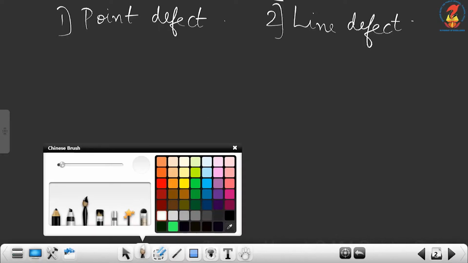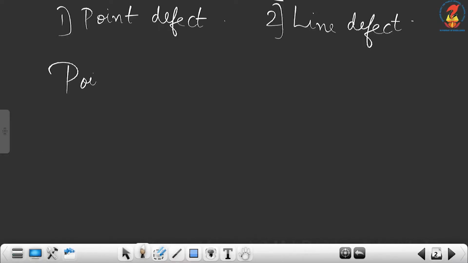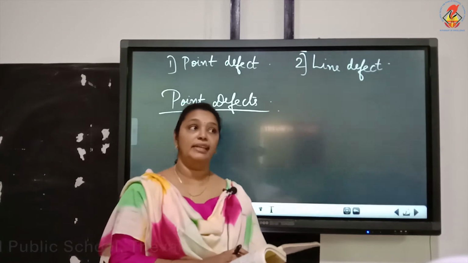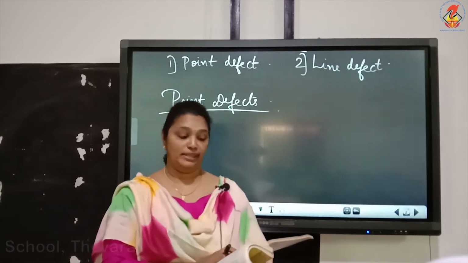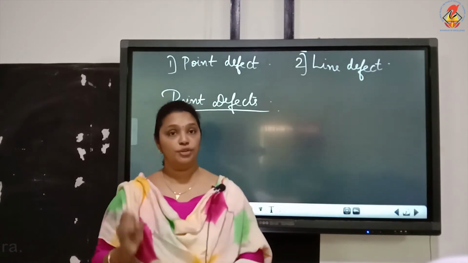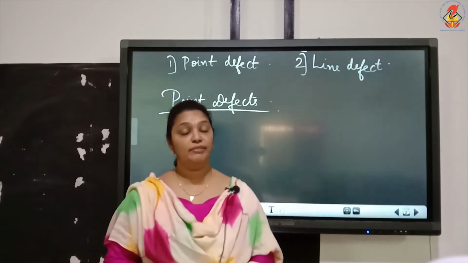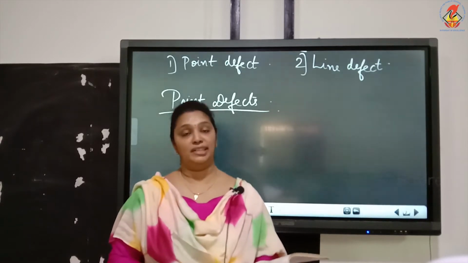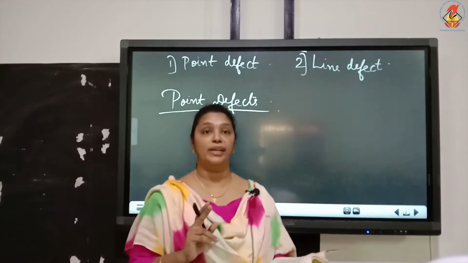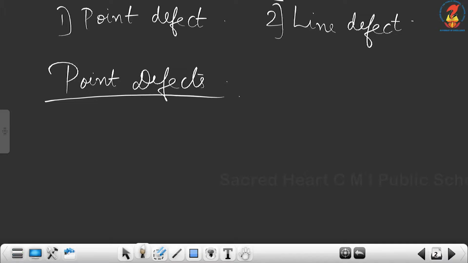Point defects means irregularity in the arrangement or irregularity around the atom or a point. Now, these point defects are classified into three types. First is stoichiometric defect, second is impurity defect, and third is non-stoichiometric defect. So let's study the three types of point defects. First one is stoichiometric defect.